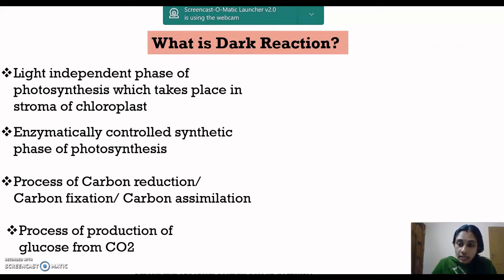Dark reaction is the light independent phase, and where this reaction takes place, it is in the stroma of chloroplast. And the nature of the reaction, it is an enzymatically controlled reaction, and the reaction is a synthetic type of reaction. Synthetic means a simple molecule is converted to a complex molecule. Okay, and the process is actually a carbon reduction or carbon fixation or carbon assimilation process, and actually the process is the production of glucose from carbon dioxide.